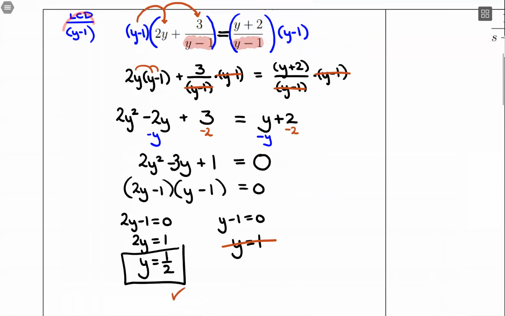Find the least common denominator, multiply absolutely everything by that least common denominator, simplify, and you'll end up with something linear or quadratic to solve. Solve as we normally would, but then you have to check your answer to see if you get any extraneous solutions.